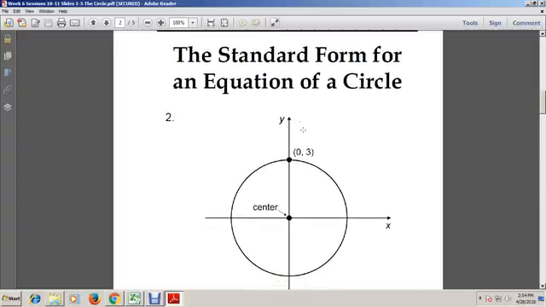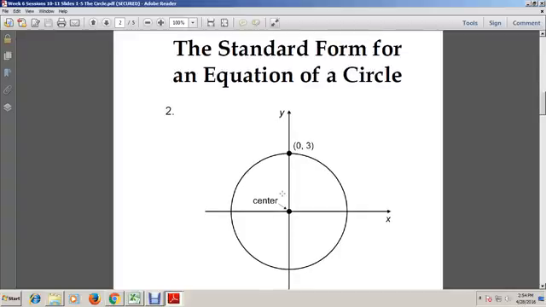Okay, so for this example number 2, on the standard form of the equation of a circle, we have the center at the origin, so (0, 0). You have (0, 3) as a point on the circle, which is also along the line. So the question is, what is the radius of the circle? The radius of the circle is actually 3 units.